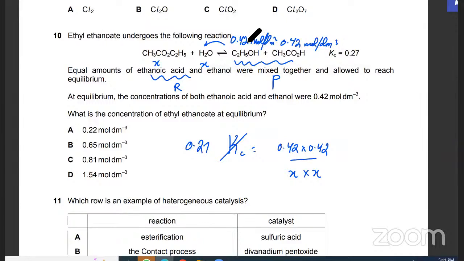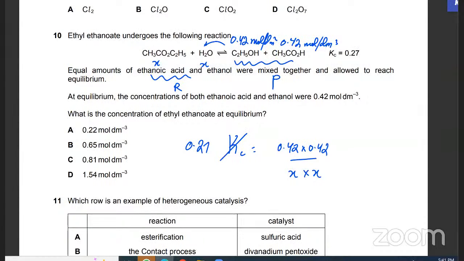It doesn't really matter whether... because he added this initially, so the container had this, and these were produced, but these were going to be produced in the same ratio. So it's going to be X mole per dm³, and this is also going to be X mole per dm³, but the expression does not change. So which is why the Kc expression is exactly the same, and it's going to be taken as 0.27.